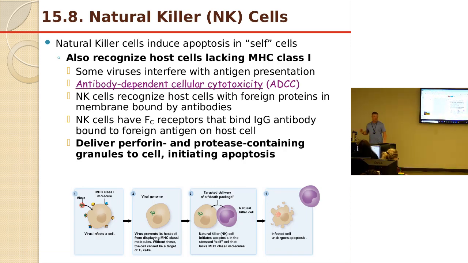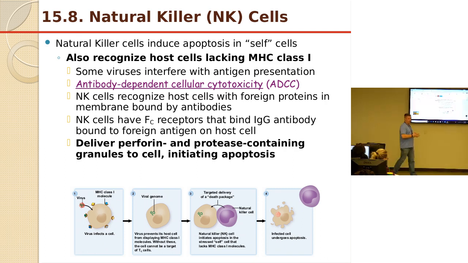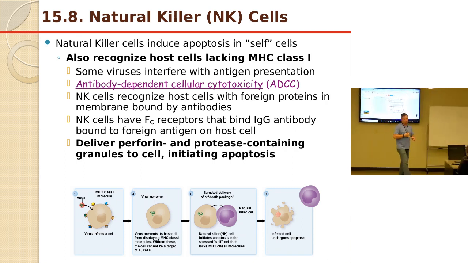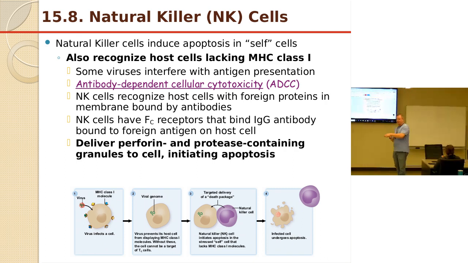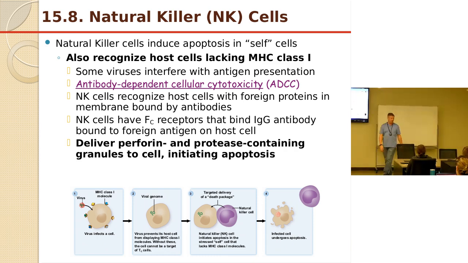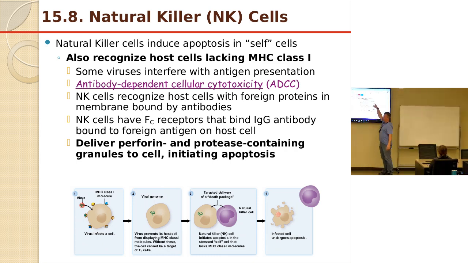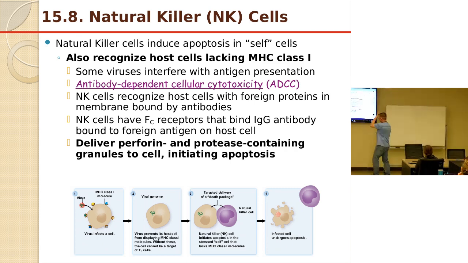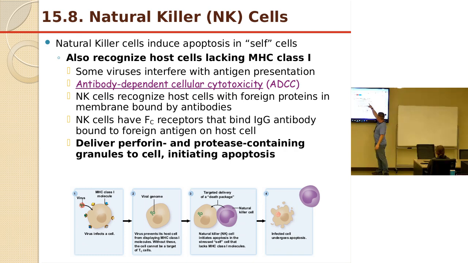Then we got our last of the 3 major T cells, right? We have our CD4s, we got our CD8s, now we have NK T cells. It's usually just called NK cells. NK stands for natural killer. I just think they're probably the coolest name. So natural killer cells induce apoptosis in self cells. All right, so these are going to be the same thing as the CD8s, but there's a difference. It recognizes host cells lacking MHC class 1.